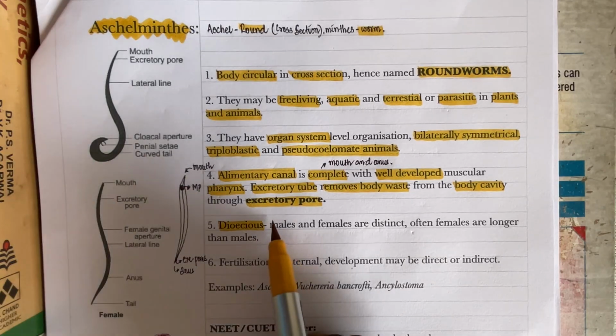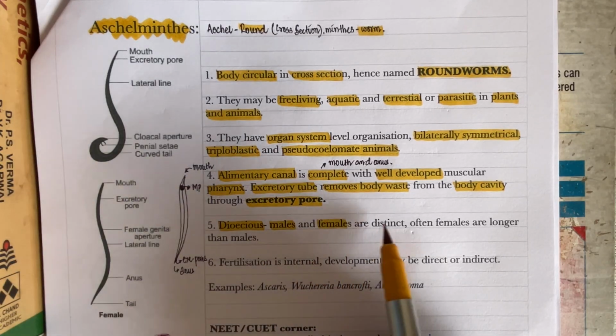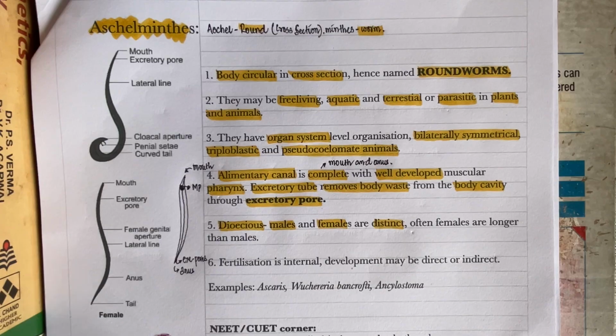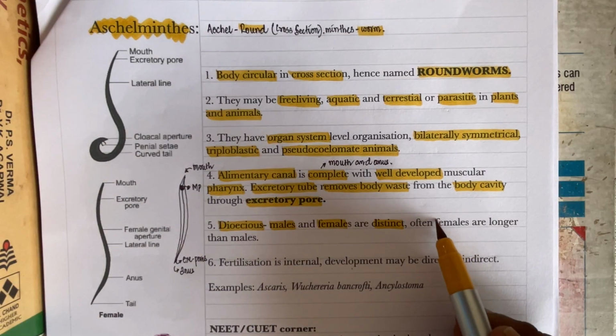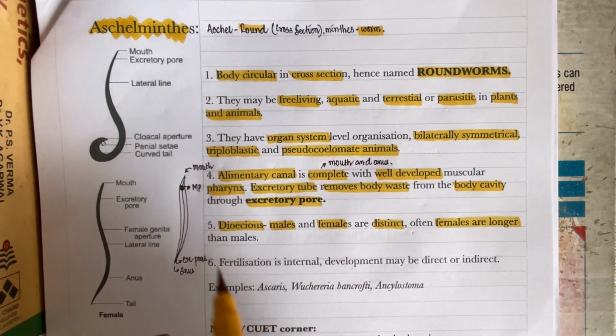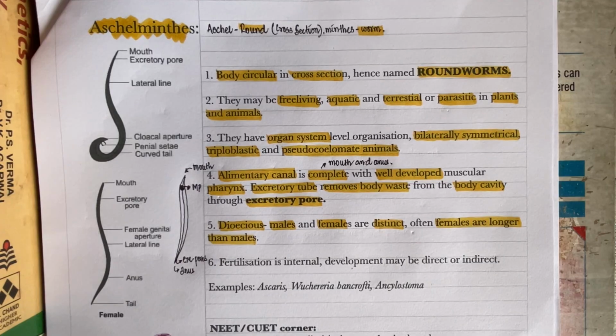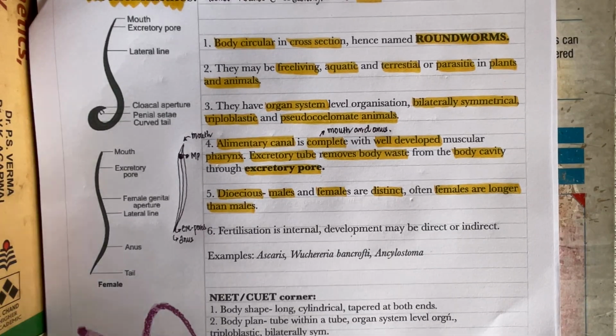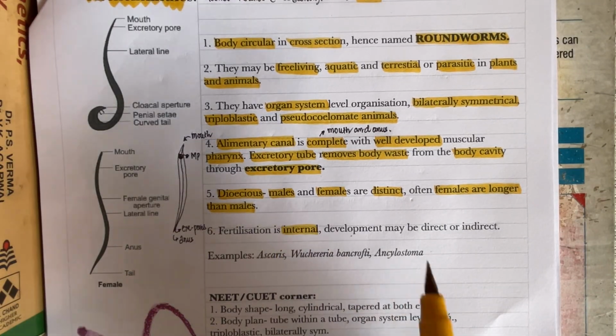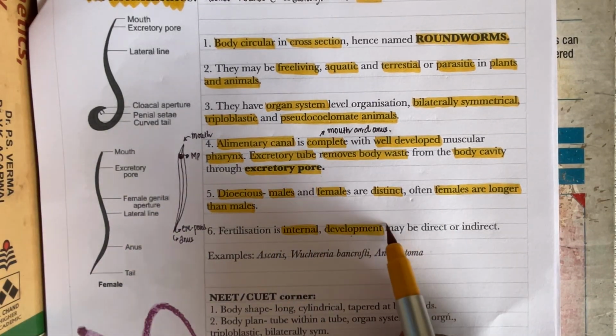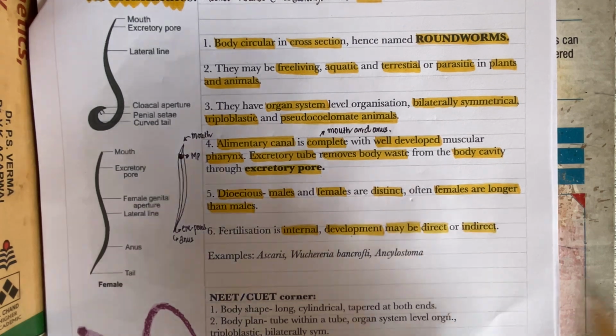They are dioecious in nature. What is the meaning of this one? That means that males and females are distinct. They have separate male and female structures. And this thing is very important: females are longer than males. They are dioecious, so obviously they have separate structures for males and females, and in most cases, females are longer compared to males.